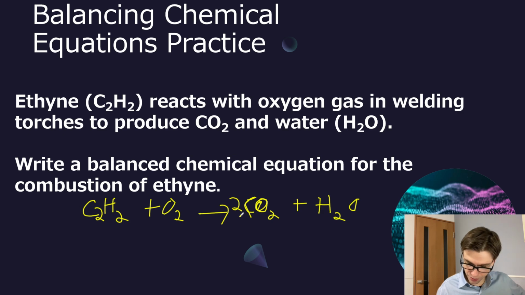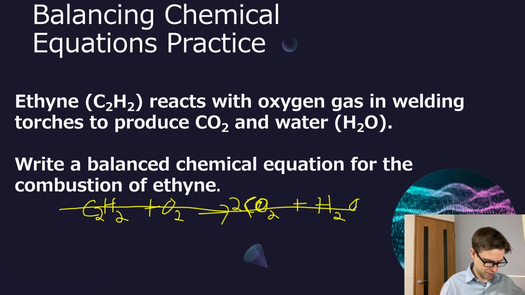Then the hydrogens. It's already balanced. But when we get to the oxygens, we might run into this problem again. We've got 5 on the right and then O2 on the left. It's going to create a fraction. So I'll rewrite this and multiply everything by 2. So 2 C2H2. I was going to write 5 over 2, or 2.5, but instead, multiplying everything by 2, I can write this as 5O2.